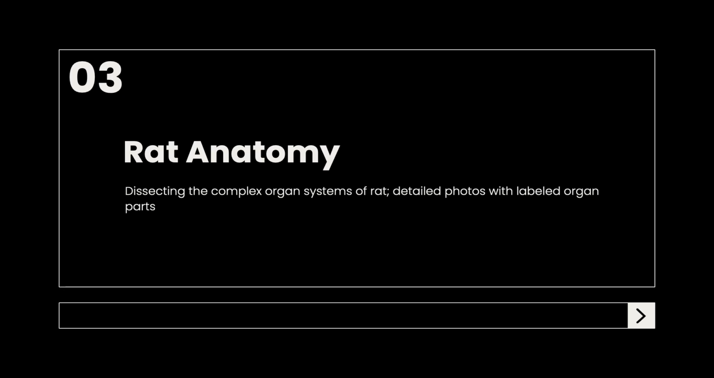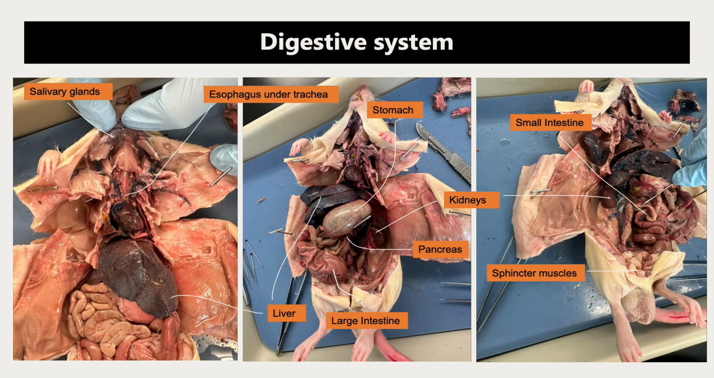And now, going to the rat anatomy, we'll be looking at our dissected rat and a couple of other photos from another group who had a different gendered rat from us. So, our first system would be the digestive system, which has the salivary glands here near the top. They're kind of hard to see, and we luckily didn't break them.